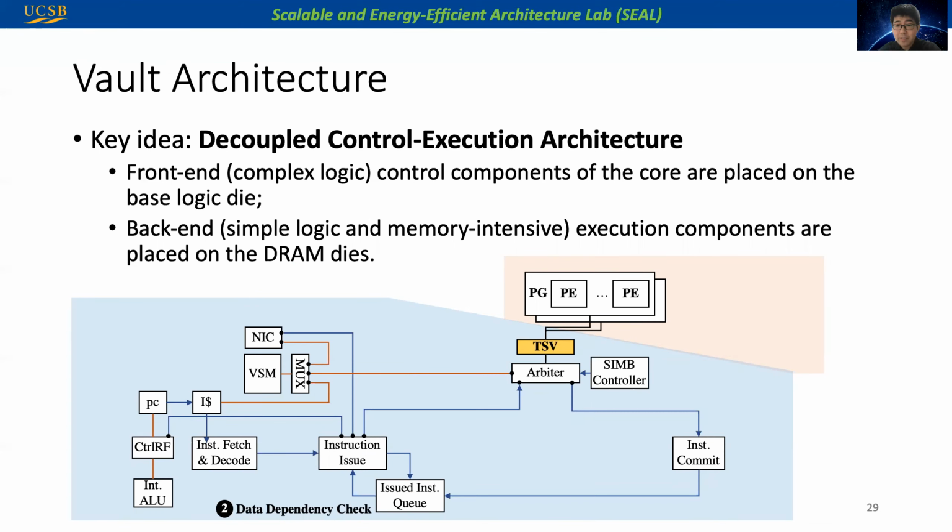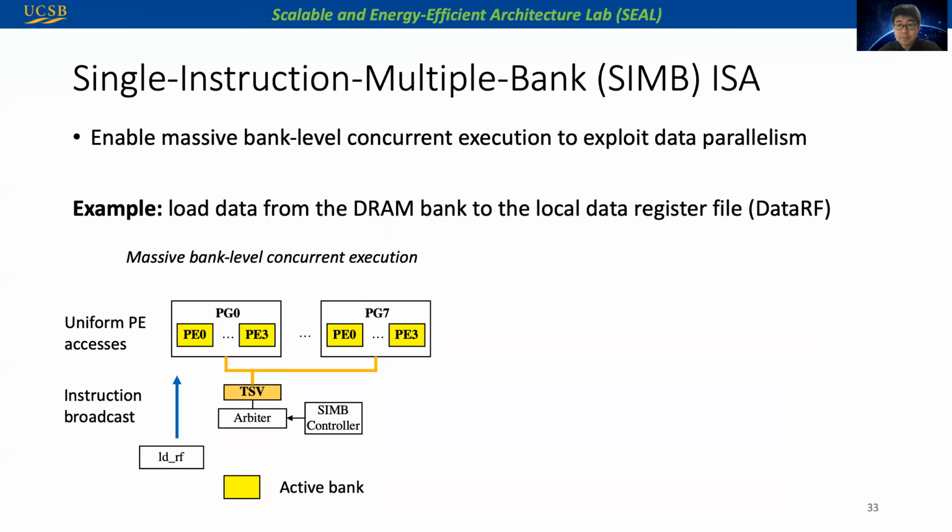If there is no dependency, the instruction is issued and updated in the issued instruction queue. Depending on the instruction type, the instruction will access vault scratchpad memory, access remote memory, or broadcast to PGs for near-bank computation. In the near-bank execution stage, simple computations and memory accesses happen in parallel to benefit the high bank level bandwidth. The instructions will be committed and cleared from the issued instruction queue once they are finished.